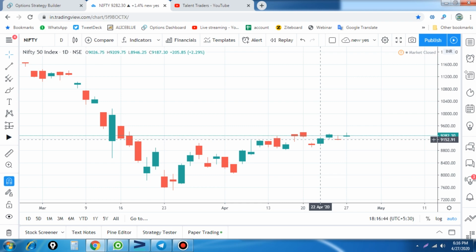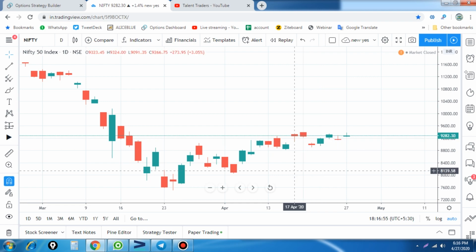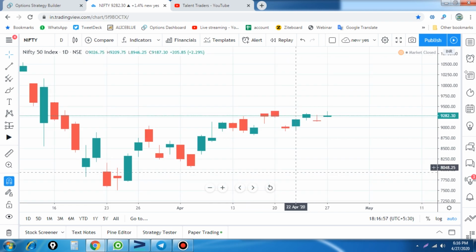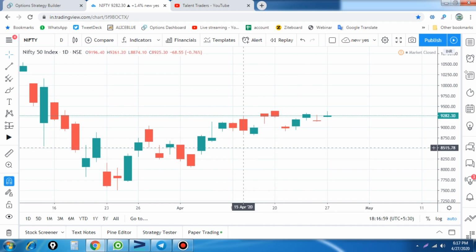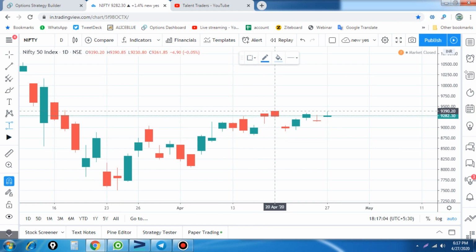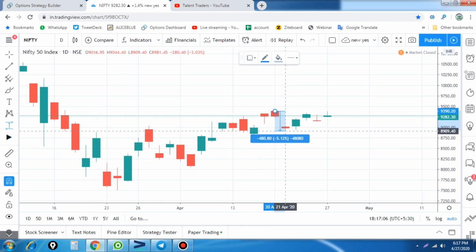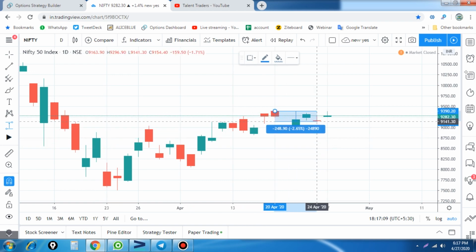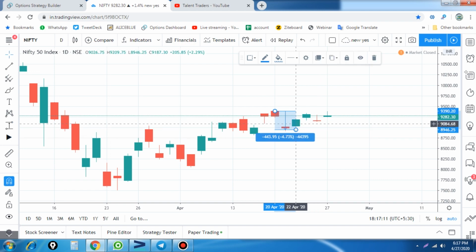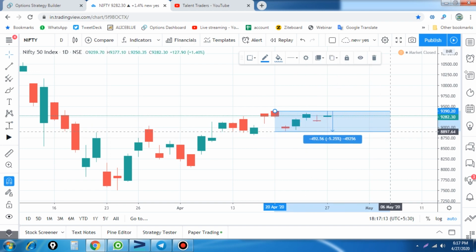If you are taking positions and tomorrow the market opens with a gap down or a gap up, we should not be affected by that gap up or gap down. So we have to be very careful. What is the range Nifty is currently trading in? This is the recent high and this is the recent low. Here is the range for the Nifty.